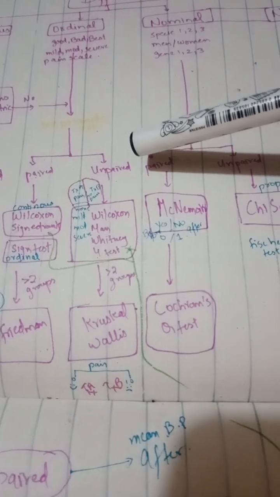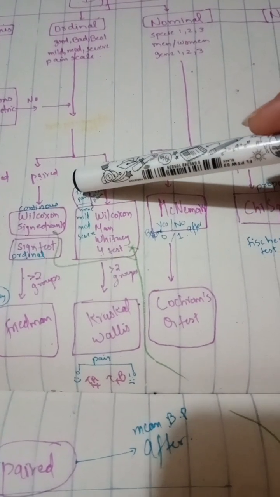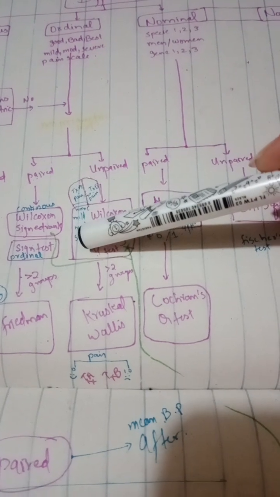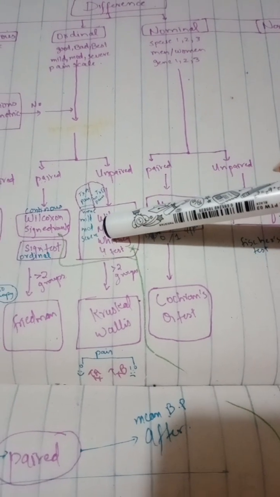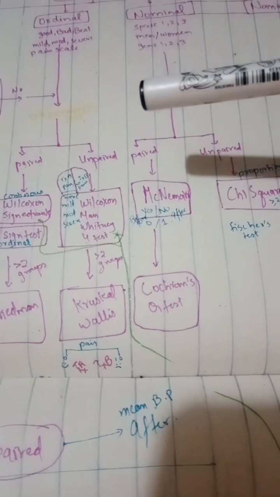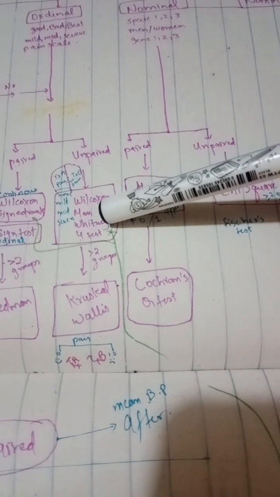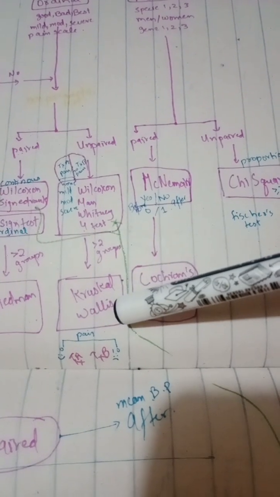And now if we have unpaired data, for example, a different group of people who are going to take one kind of treatment, and then a different group of people who are going to take a different kind of treatment, and at the end we are going to interpret their results, then we are going to use Wilcoxon Mann-Whitney U test. And if there are more than two groups, Kruskal-Wallis.